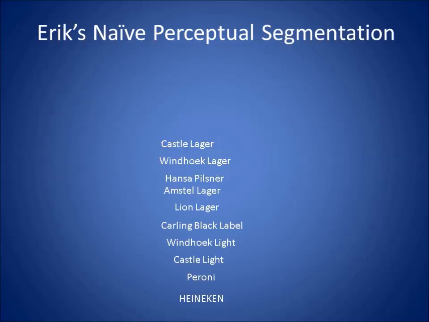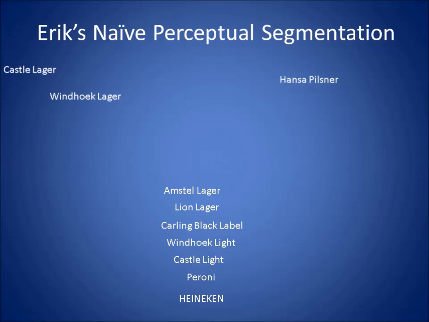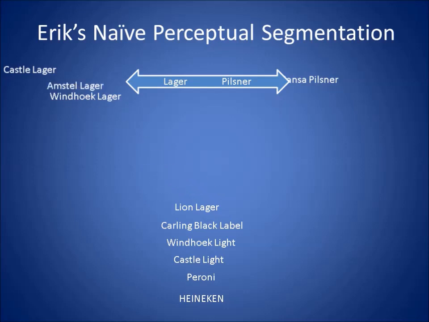I've never done work in the beer market, but let me produce what I would call a naive perceptual segmentation to demonstrate the first type of segmentation. You take the brands and you end up with, say, Castle Lager being put in a separate corner. Windhoek Lager, well, that's very similar, I think, to Castle Lager. At least they're both lagers. I would say Hansa Pilsner, that's different, which means I'm creating a little axis differentiating between lagers and pilsners.